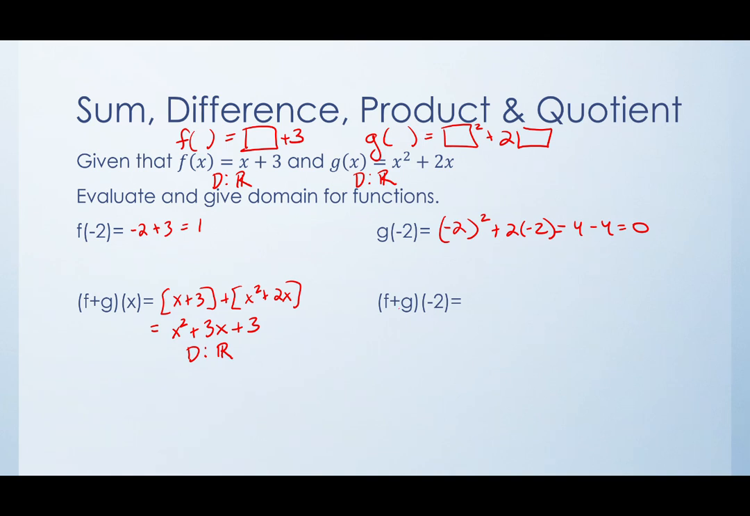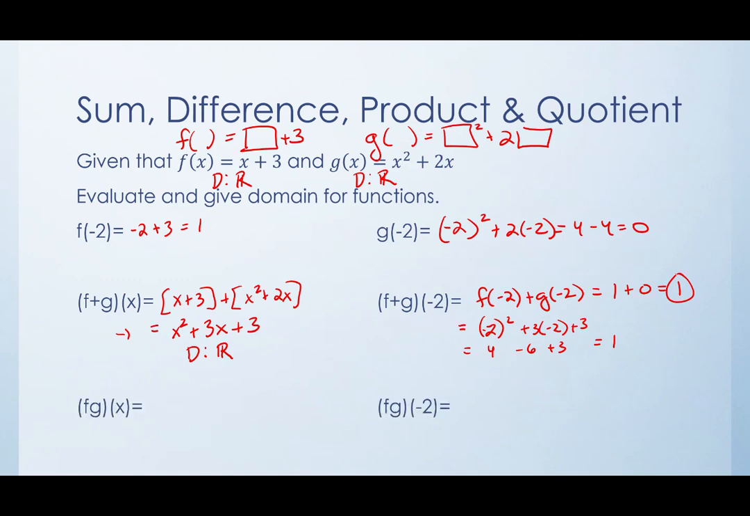Now, what is f plus g evaluated at negative 2? So we know that this is f of negative 2 plus g of negative 2, and conveniently we've already figured out what those are. 1 plus 0 equals 1. And that's probably a little bit easier than if we go back to the f plus g function that we just found. So negative 2 squared plus 3 times negative 2 plus 3 being 4 minus 6 plus 3 also equals 1. So it still comes out the same, but maybe a little bit easier to break it down sometimes. Of course, we have pretty uncomplicated functions here.